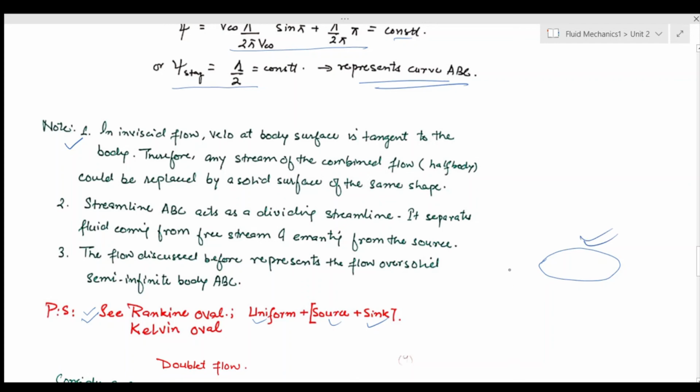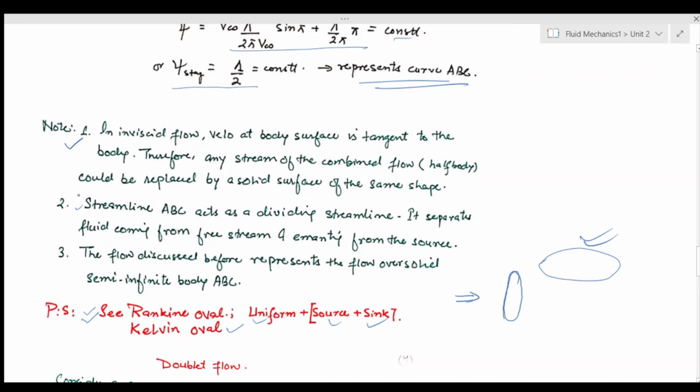How about if I want to get a shape something like this? So instead of this parabolic shape, it is like this. So flow is like this here. That is known as a Kelvin oval, and you can study even that. So that was the first thing.